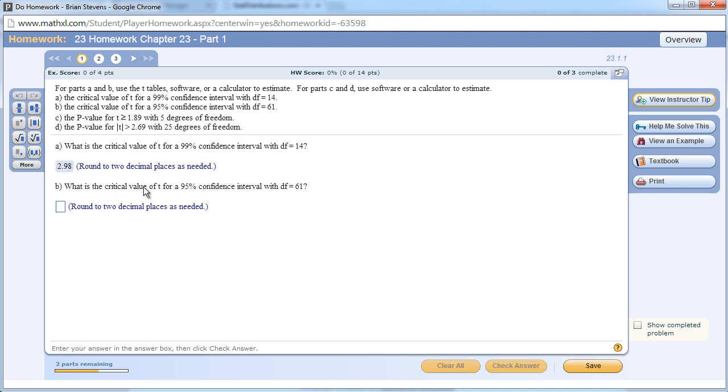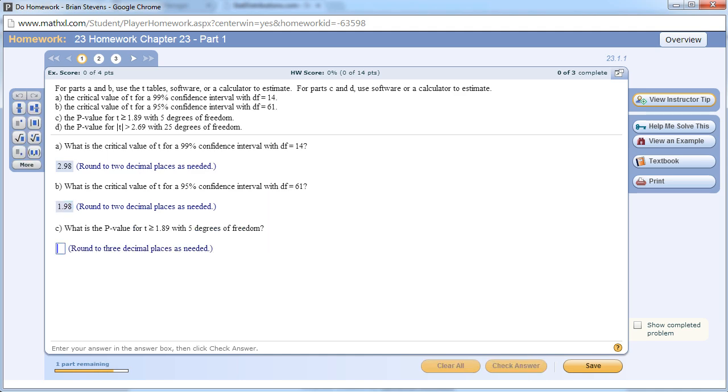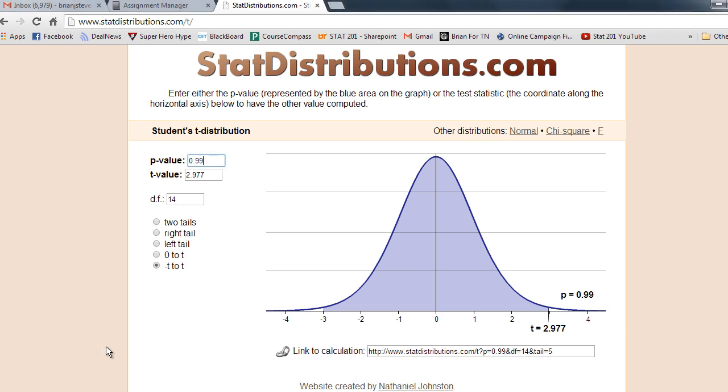What is the critical value for a t with a 95% confidence interval for 61 degrees of freedom? Now I'm taking a guess here. We know that a 95% confidence interval is 1.96. Now the t has more variation in it, but after 50 degrees of freedom, it's going to be very close to the z. And so I'm using that understanding to take a guess, and am I right? I am right. That was a pure guess, and let's actually see it happen here.